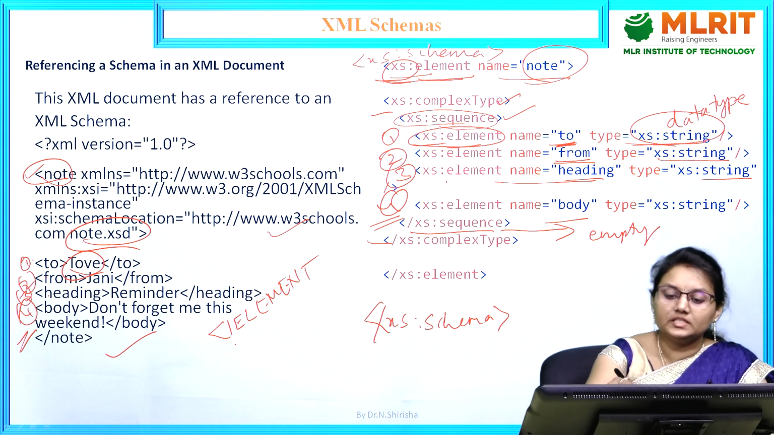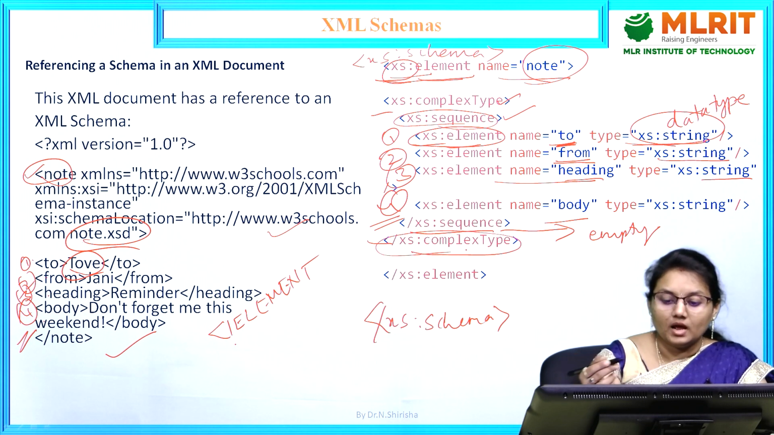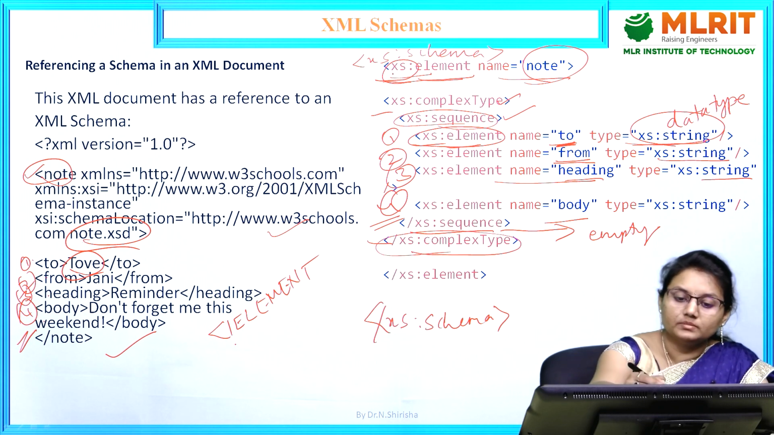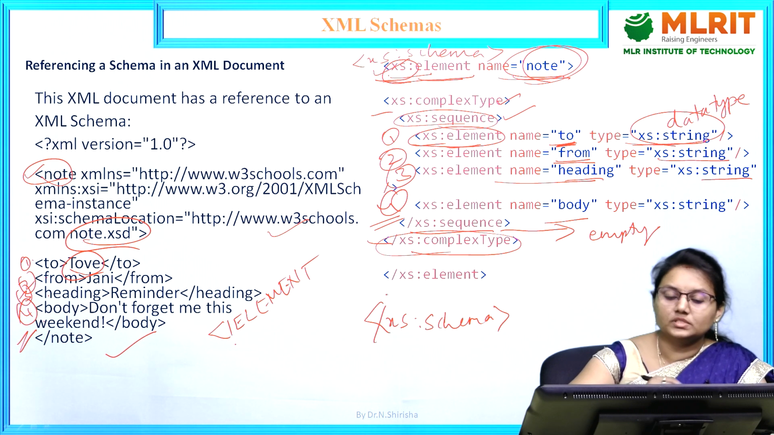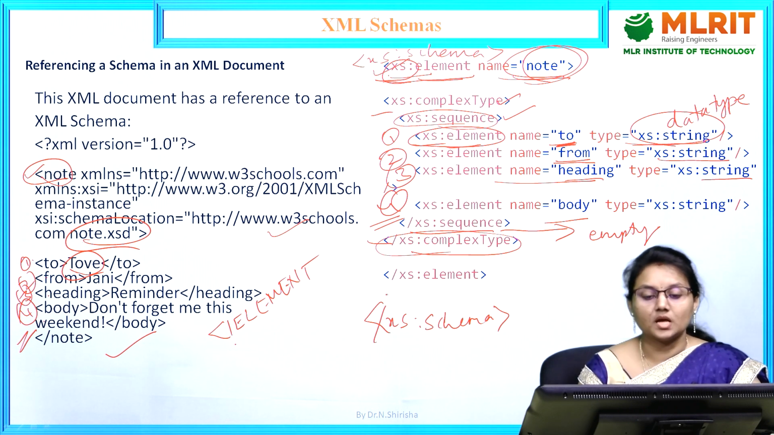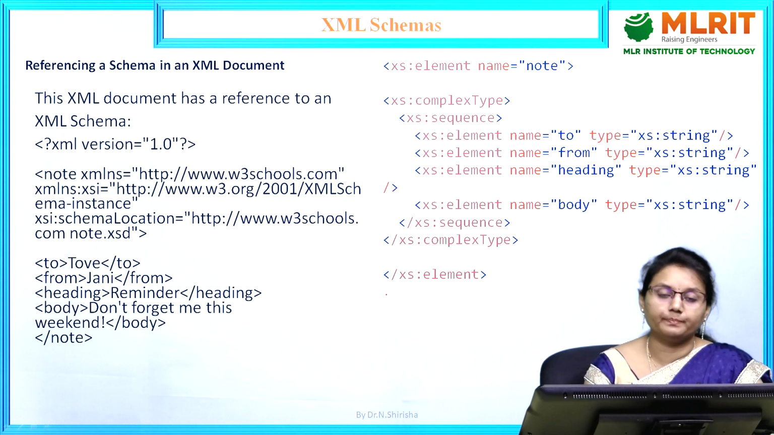But where are you defining the sequence? Inside your complex type. This is the complex type. And once you have your sequence and complex type, this xs:element you have started, what? Node, root node, that is note. So, that you have to close it at the end. This is how you write an XML schema program.